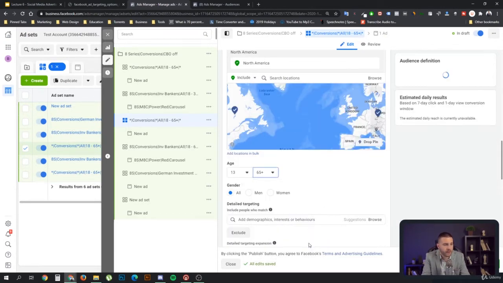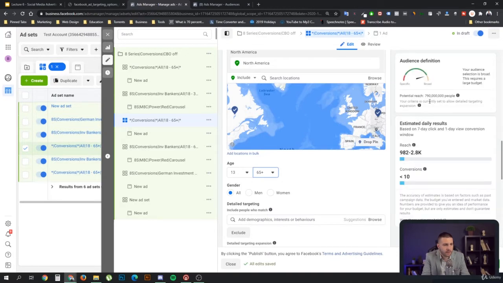If you add the 65 plus, there's another 60 million people over here. So the 65 plus is a bracket on its own, and it's a huge age range. Just have that in mind, because this can significantly reduce your audience if you exclude that. It's specific whether or not you want to target these people.